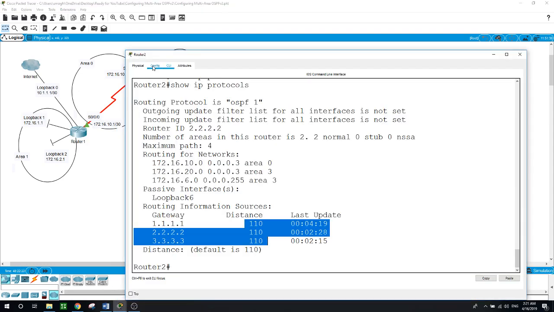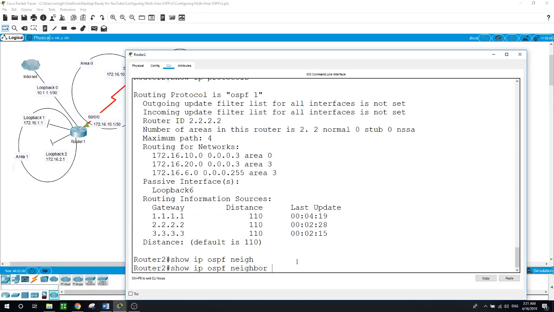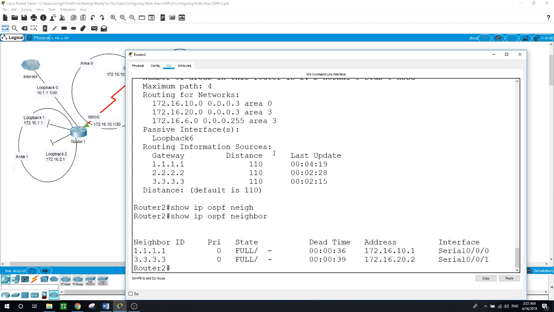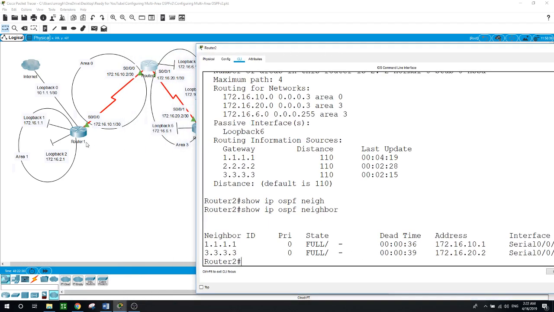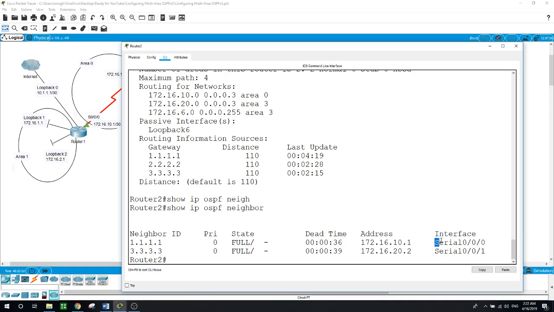And on router 2, show IP OSPF neighbors. Now router 2 is connected to router 1 and router 3. These are the IDs for the routers, router 1 and router 3. The state is full for both routers, and these are the IP addresses where they are connected. This is for router 1, and this is for router 3, connected via this interface.